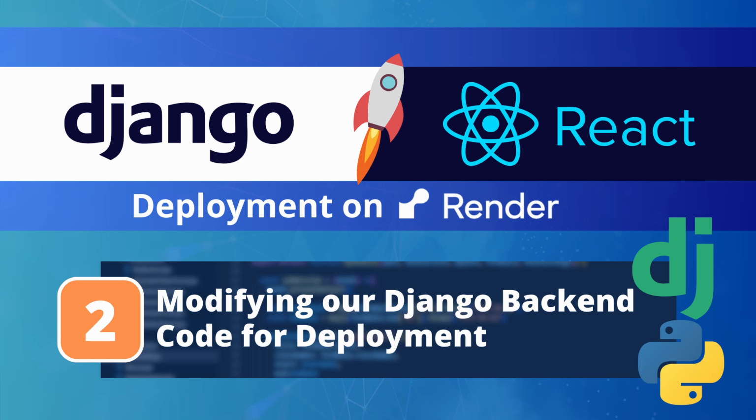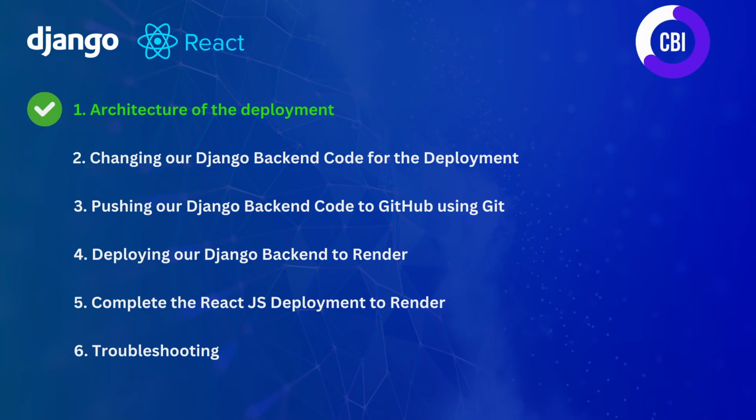In this tutorial series we're deploying a Django and React application on Render. This is not the first video in this series, we've already done one before in which I explain the architecture of the deployment, including the app that we're going to be deploying and the costs and dependencies. In this video we're going to continue and we're going to be changing our Django backend code for the deployment.